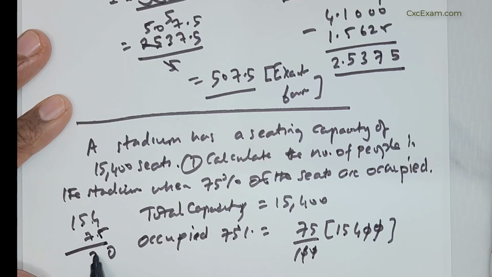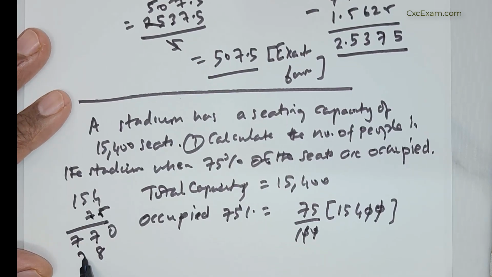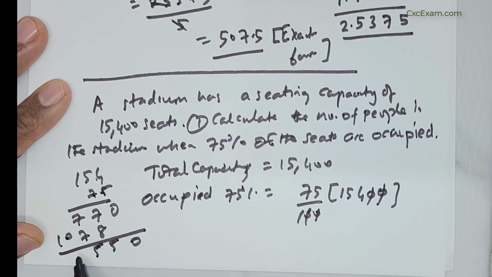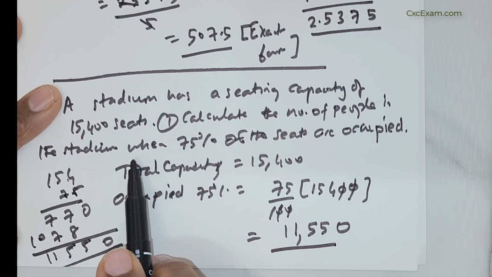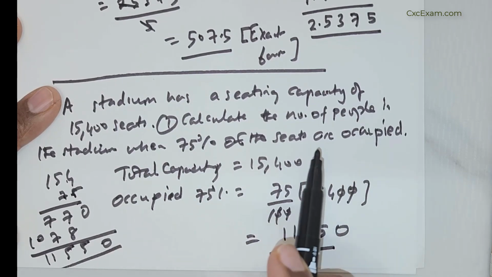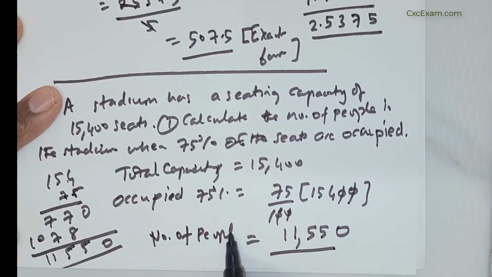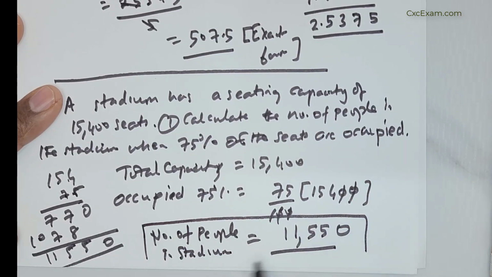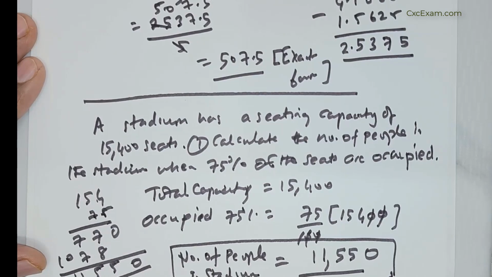5 4s are 20, 25, 27, 2, 5 1s are 5, 7, 7 4s are 28, 2, 35, 37, 3, and you get 0, 5, 5, 1, 1. So this is going to be 1, 1, 5, 5, 0. So what they're asking, when 75% of seats are occupied, calculate the number of people. So the number of people in the stadium is equal to 11,550. I hope you are able to watch this. Let's move on to the next one.